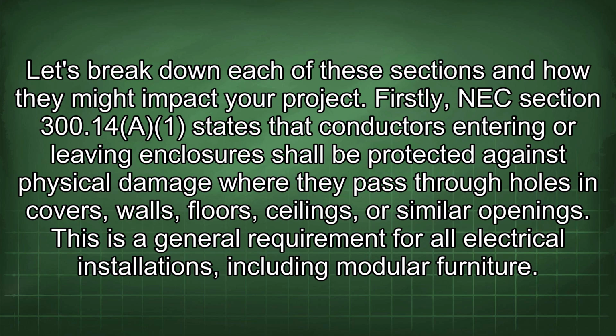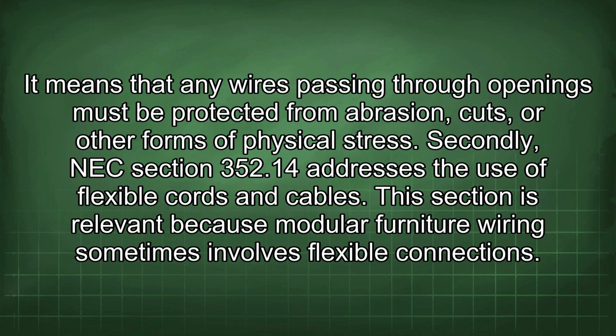Firstly, NEC section 300.14a states that conductors entering or leaving an enclosure shall be protected against physical damage where they pass through holes in covers, walls, floors, ceilings, or similar openings. This is a general requirement for all electrical installations, including modular furniture. It means that any wires passing through openings must be protected from abrasion, cuts, or other forms of physical stress.